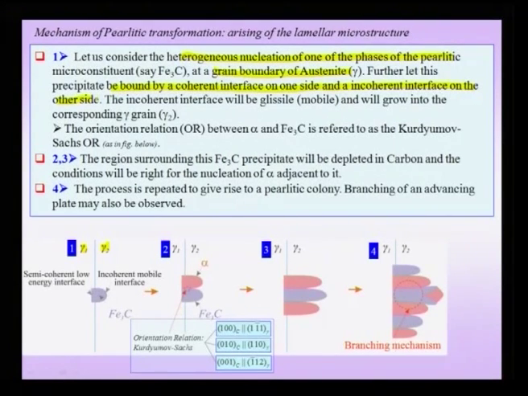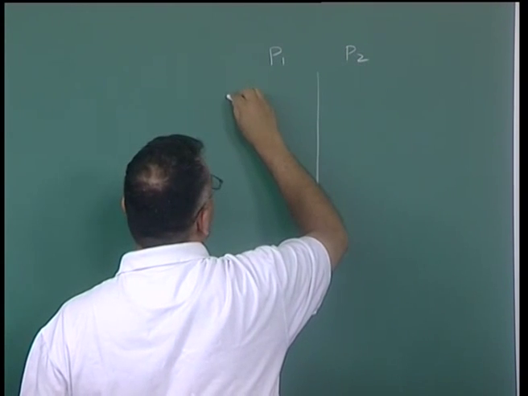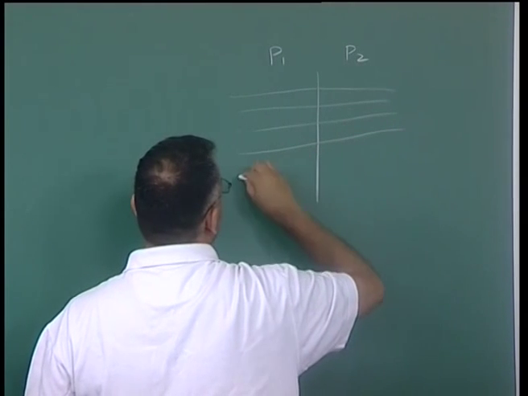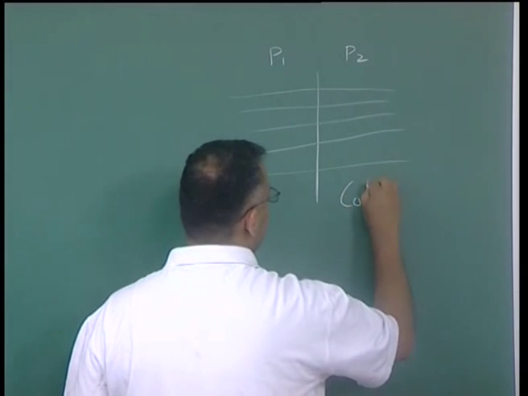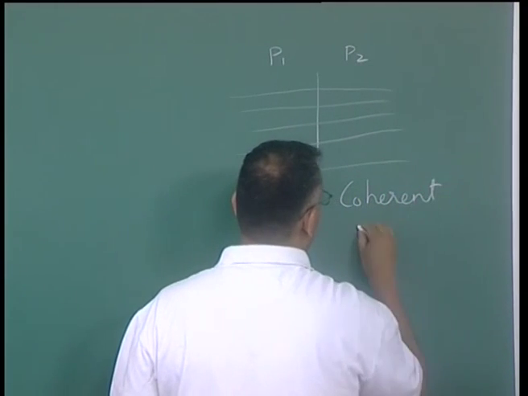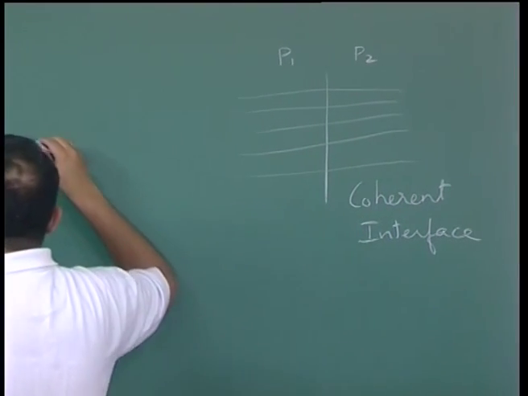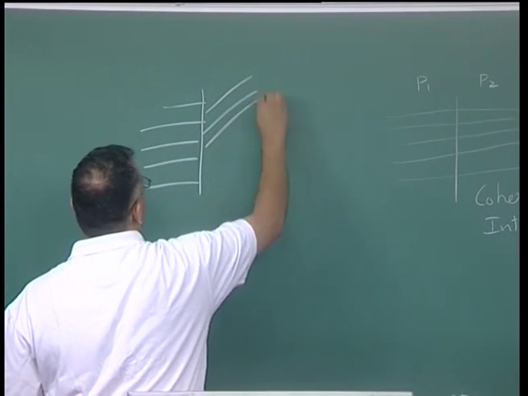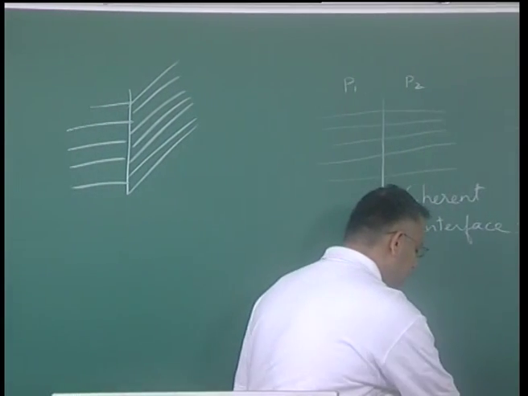So, I can draw this schematically here. Suppose I am talking about phase 1 and phase 2, I can talk about planes being continuous across these. Of course, there might be distortion because the lattice parameters may not be the same, but the atomic planes are continuous. So this is my coherent interface. In an incoherent interface, the atomic planes have no matching from one side to the other. For instance, this could be one set of atomic planes, the other set could be like this, and there is no matching of planes from one side to the other.